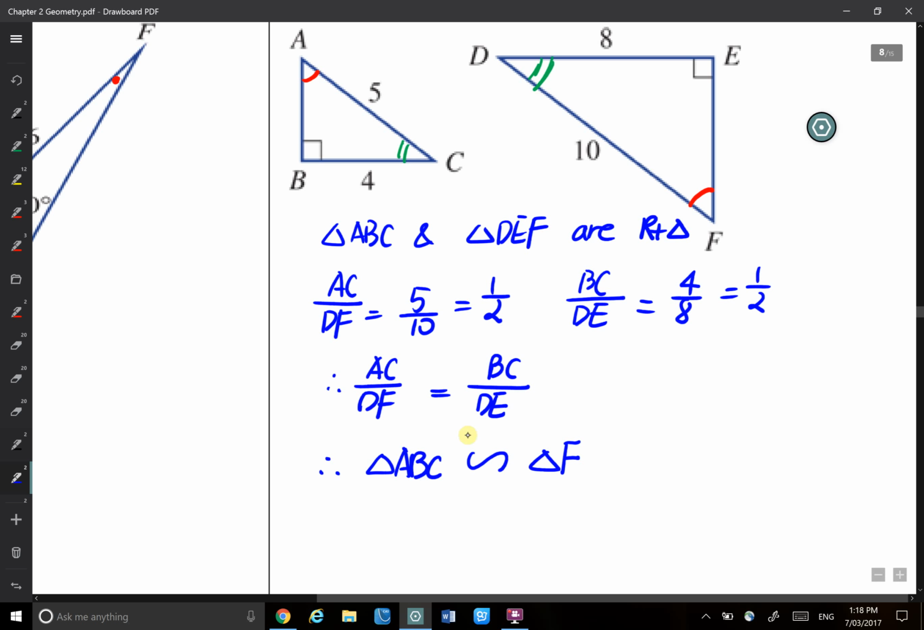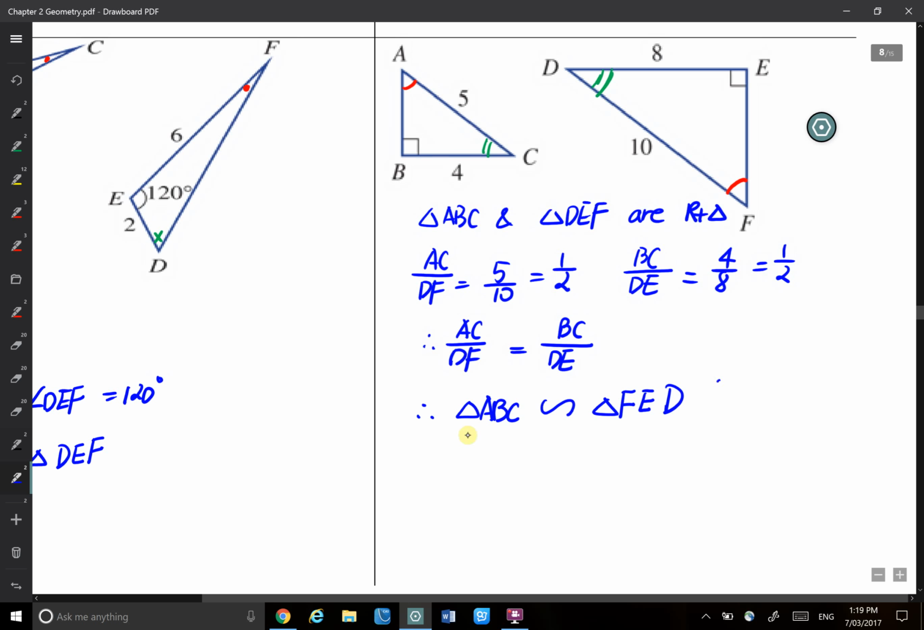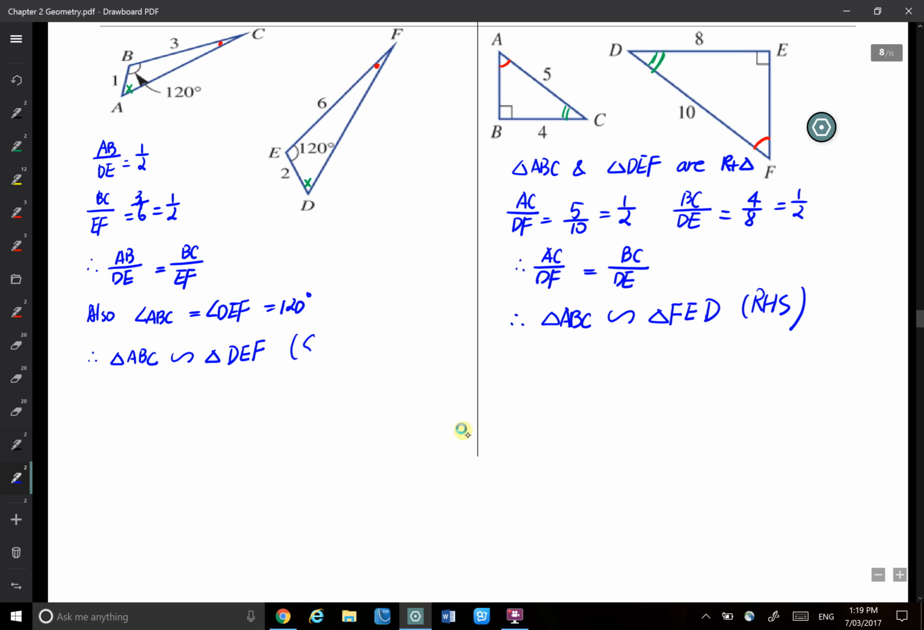B is the right angle, so E will be the right angle. C will be the square angle, and the green angle will be D here. So it's actually not DEF, it's FED. Okay, ABC is similar to FED. The order does matter. When you have your test, you need to write corresponding points in the same position. By RHS. Okay, let's write by what? This one is by SAS.